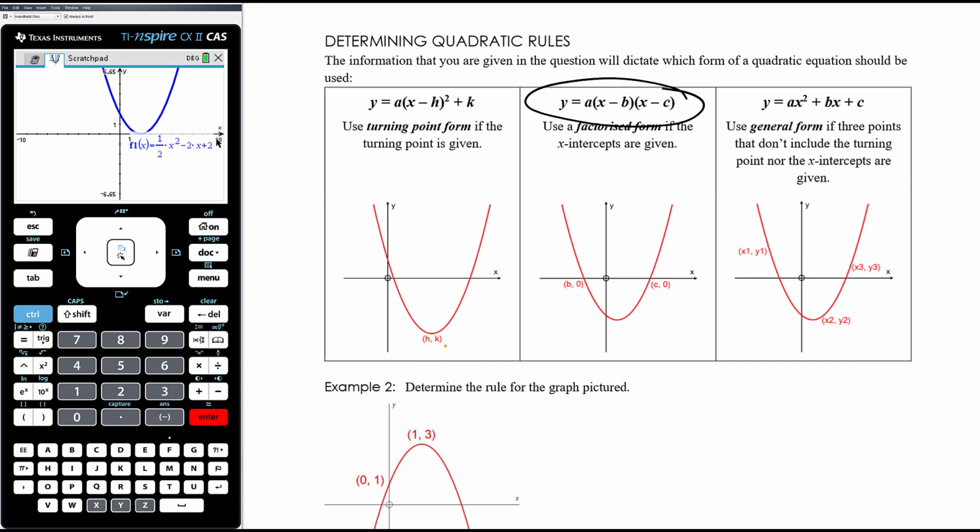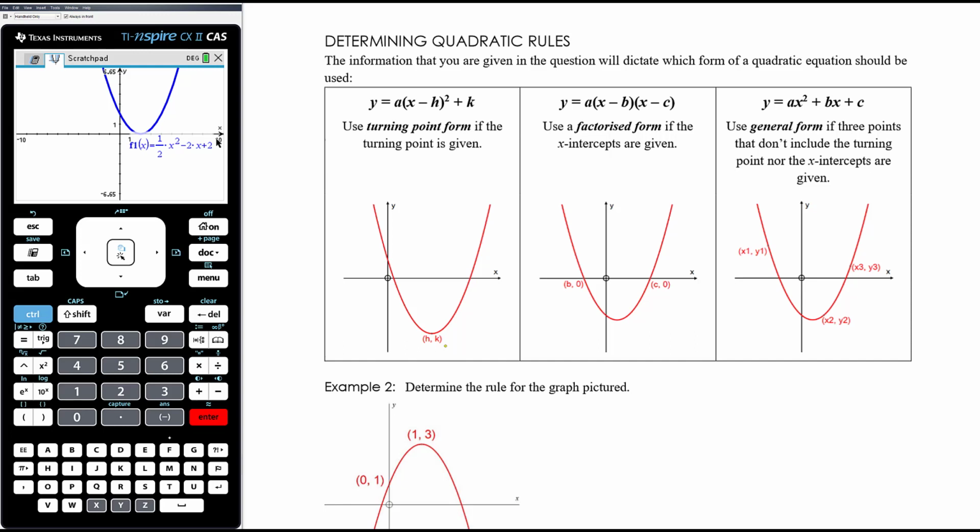And if you know you need to give your answer in this form, then once you've got the equation, you expand it out to get it in the required form. So if the question specifies what form you should give your answer in, don't let that determine how you start the question. Let the information that you have determine how you start the question.